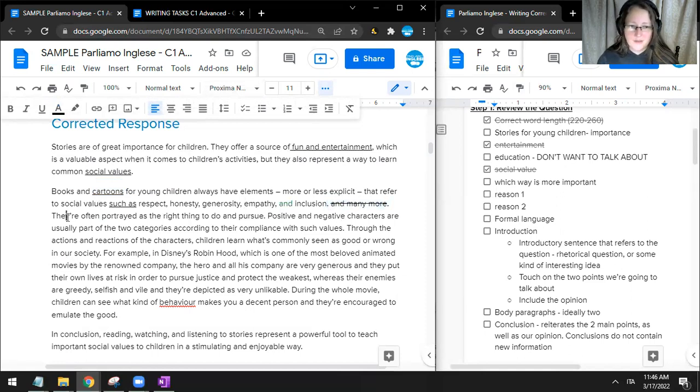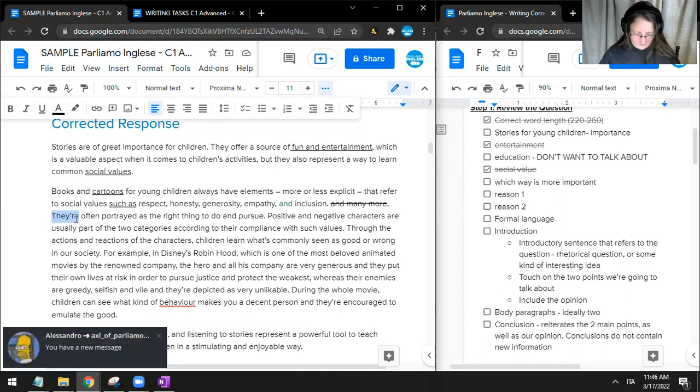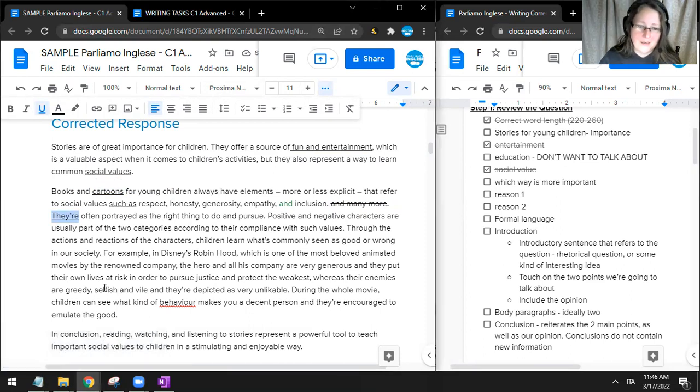And inclusion. They're often portrayed as the right thing to do and pursue. So first off, to me, this "there" is very vague. I'm not entirely sure what the books and the cartoons are portrayed as the right thing to do, but that doesn't really make sense. We can talk about how a character is portrayed in a film, for example, or through books.